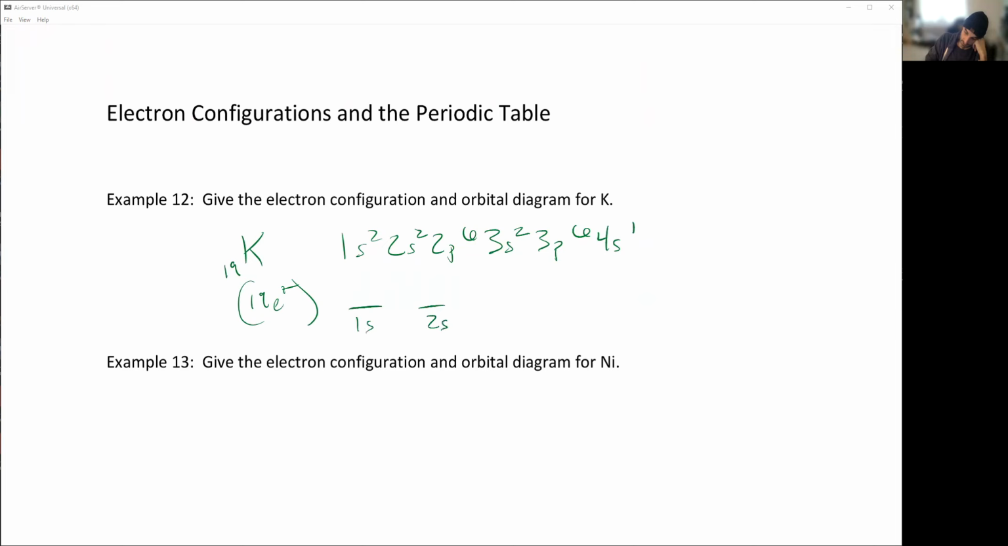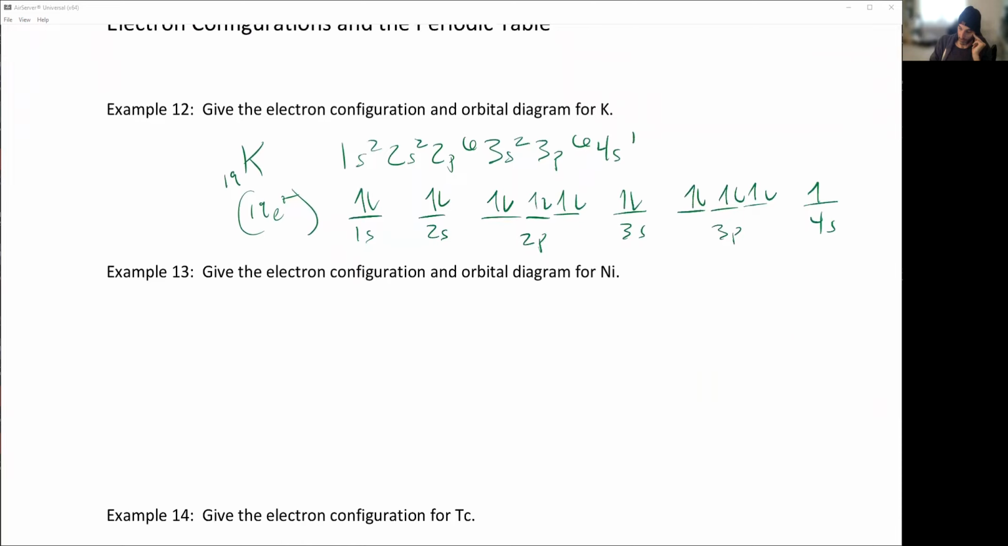Now the orbital diagram: 1s, 2s, 2p. Of course, 2p has 3 orbitals, then 3s, 3p, and the 4s is next. So 1s, 2s, and then notice how I'm going to fill the 2p. Each individual one gets an electron before I pair it up. 3s, 3p, they all get individuals before we pair up. And then finally 1 electron in that 4s orbital. There we go, electron configuration and orbital diagram.